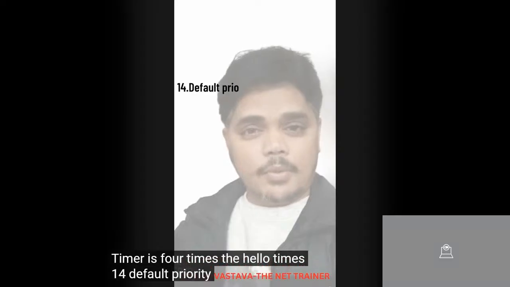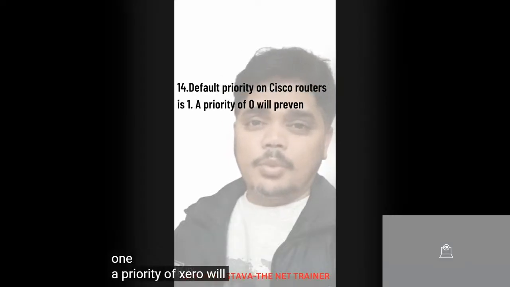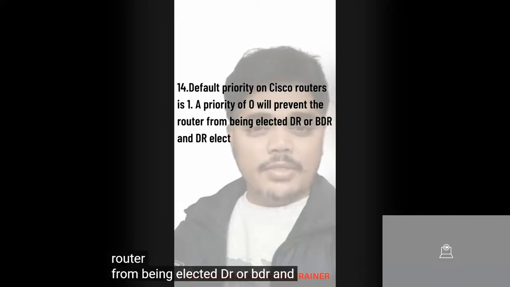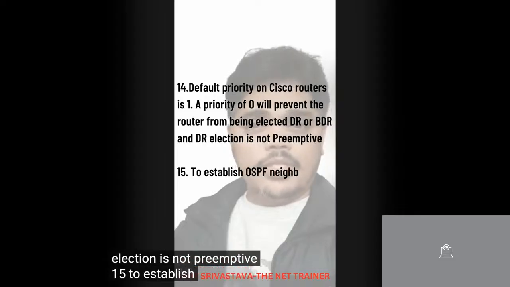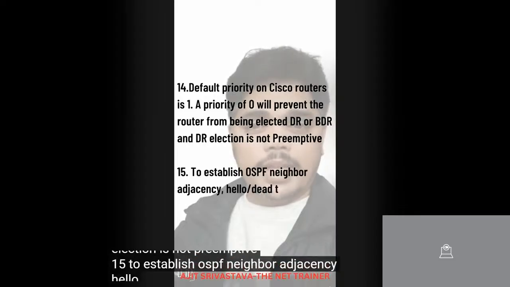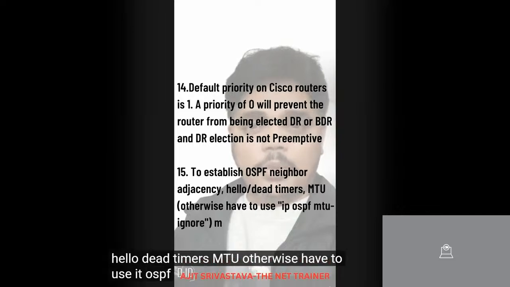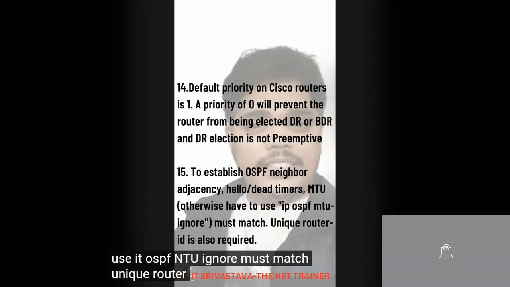14. Default priority on Cisco routers is 1. A priority of 0 will prevent the router from being elected DR or BDR, and DR election is not preemptive. 15. To establish OSPF neighbor adjacency, hello/dead timers and MTU must match, otherwise you have to use ip ospf mtu-ignore. A unique router ID is also required.